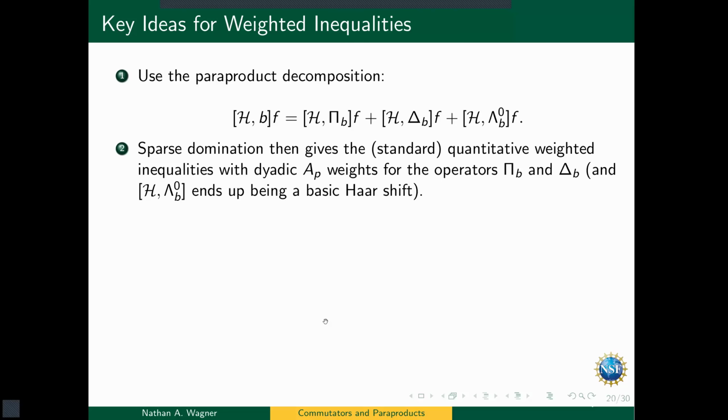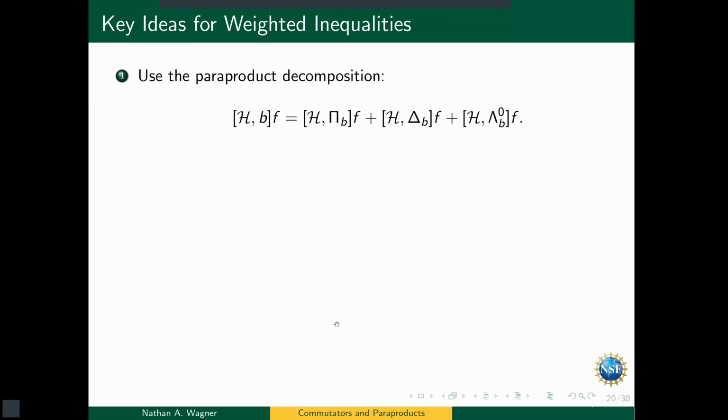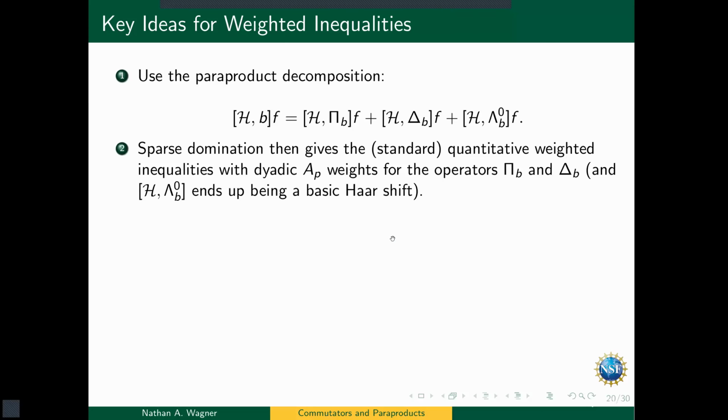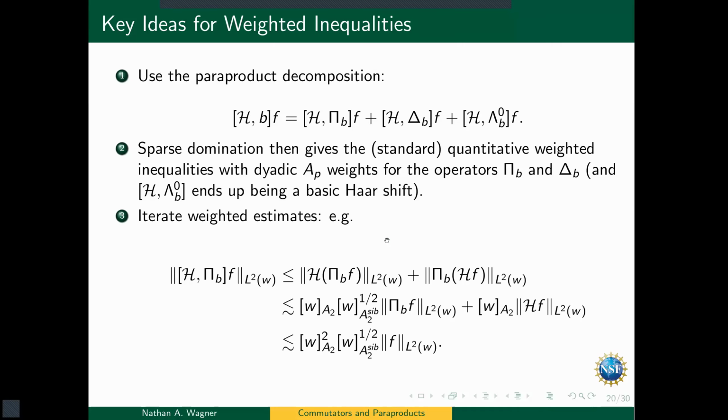Okay, so on the other hand, for the weighted inequalities, I'll explain this more in the next section, but the big idea here is that we're able to iterate weighted estimates. So we can do a decomposition of the commutator into the commutator of a paraproduct plus commutators with these other dyadic operators, delta B and lambda B0. And then for each of these commutators that we've split the commutator on the left-hand side into, we can iterate weighted estimates.